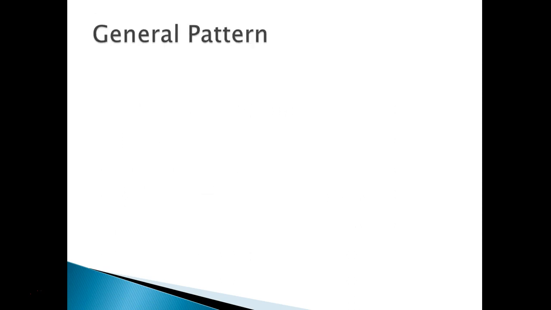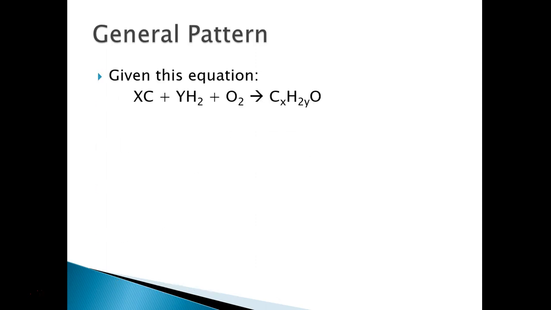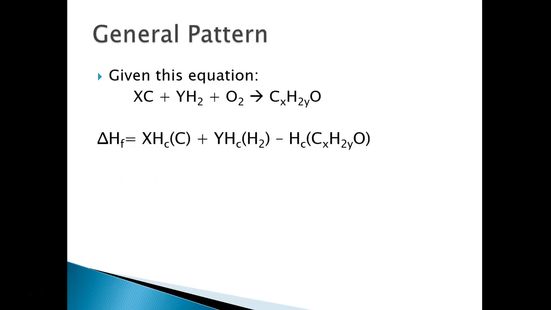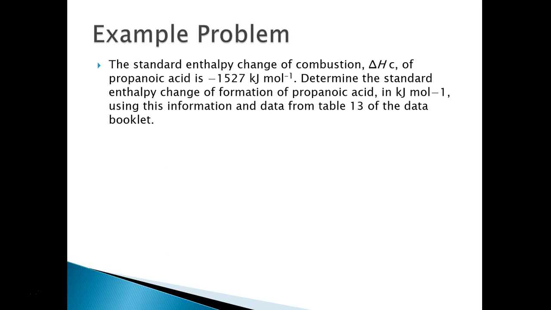So you might see a general pattern start to emerge as you do more of these problems. So if we're given this equation, X moles of carbon reacting with Y moles of hydrogen and the needed amount of oxygen to produce a hydrocarbon, you'll see that the heat of formation is equal to X times the heat of combustion of the carbon plus Y times the heat of combustion of the hydrogen minus the heat of combustion of the hydrocarbon. All right, so try this problem for the enthalpy of combustion of propanoic acid, using that to find the enthalpy of formation. And pause for a sec, try that, and then check your answer.